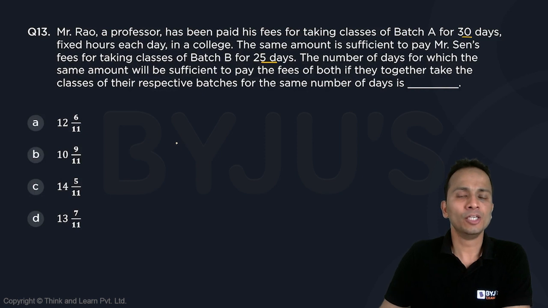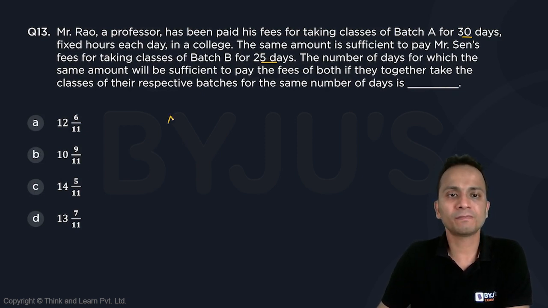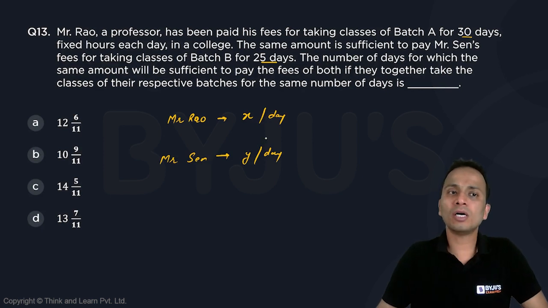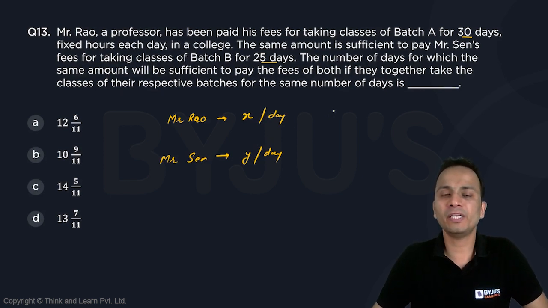All right. So I'll start by assuming the rate at which Mr. Rao is paid. Mr. Rao, the rate at which he is paid, let's say it is X rupees per day. And for Mr. Sen, it is Y rupees per day. All right. So the total money that Mr. Rao has been paid for 30 days will be 30 into X. And similarly, Mr. Sen is paid for 25 days. It will be 25 into Y.